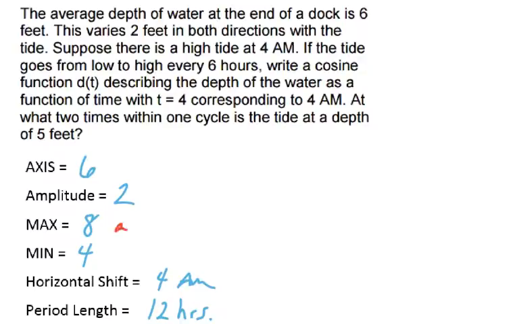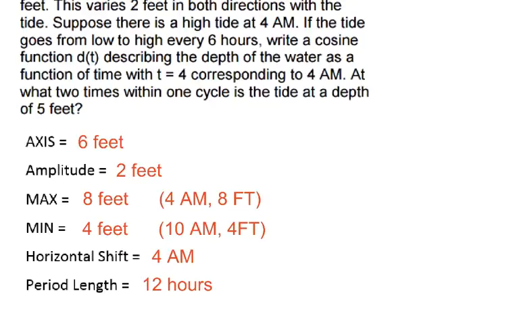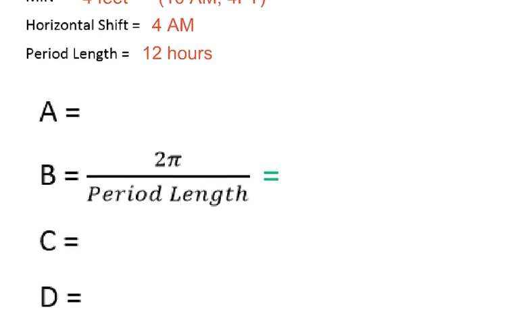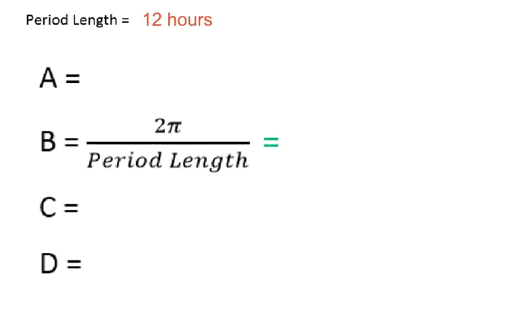Remember, the maximum occurs at 4 a.m., which is where we get the horizontal shift, and our minimum occurs at 10 a.m. Now, we must find A, B, C, and D. A is the amplitude, which is 2. B is 2 pi divided by the period length, which is 12, reduces down to pi over 6. C is the phase shift, which is 4, and D is the axis, which is 6.